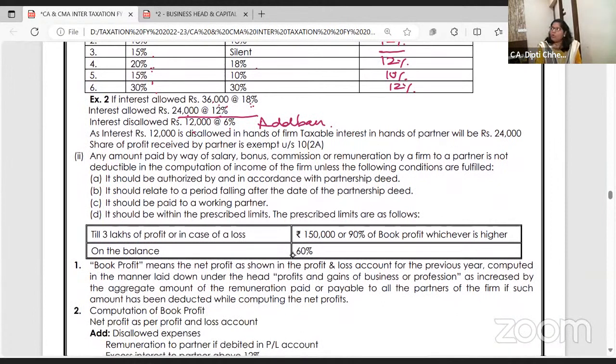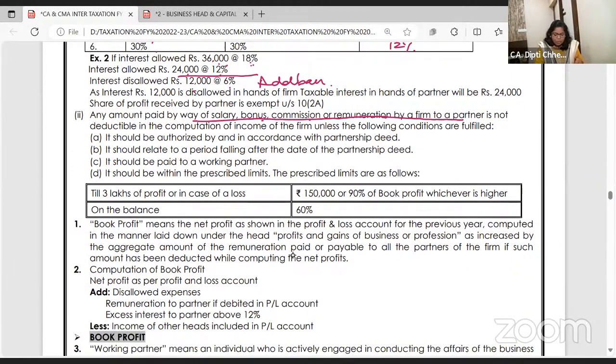Now, any amount paid by way of salary, bonus, commission. Can we pay salary, bonus, commission, remuneration, especially to working partners? Answer is yes, up to 3 lakhs of the profit. Now, which profit? Book profit, after add or less. And it should be mentioned in the partnership deed, and it is to be paid to a working partner. So after the add and less you do, like depreciation, up to 3 lakhs of the profit, or in case of loss, 90% of profit or 1,50,000.